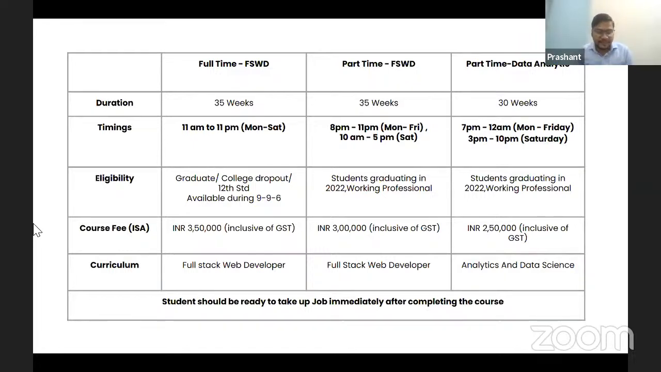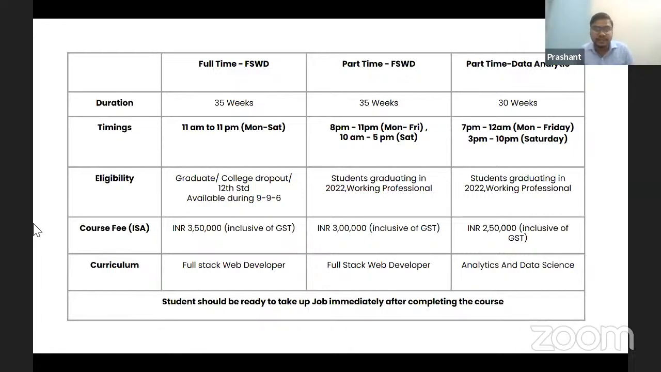Talking about eligibility, it is very simple. If you want to go for full stack web development full-time, you should be at least 12th pass and your education should be complete. You should not be a working professional. Then you're eligible. Our timings have changed now. You should be available from 11 a.m. to 11 p.m., 6 days a week.